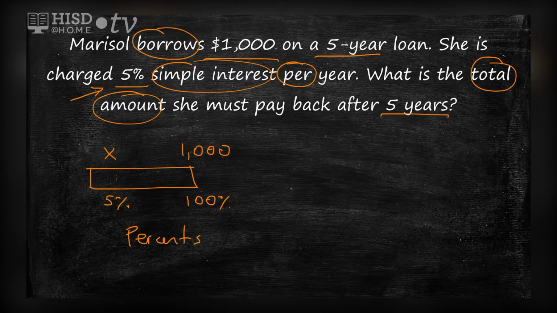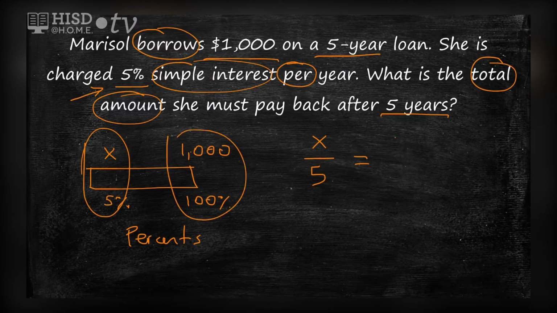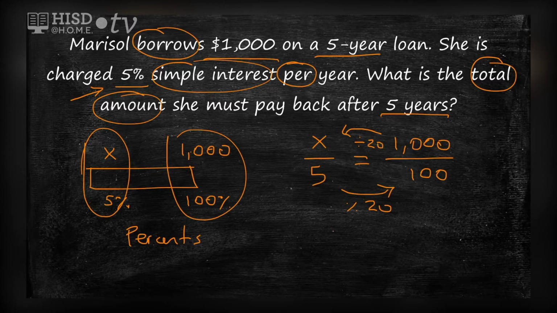In order for us to be able to solve this percent problem, I'm going to do a proportion, which is going to be x over 5. This one right here is going to be equal to 1,000 over 100. So now that I see the relationship here, I can just divide by 20. Then the only thing that I need to do is divide by 20 on this side in order for me to be able to get the amount for the x. That means that the x is going to be equal to $50.